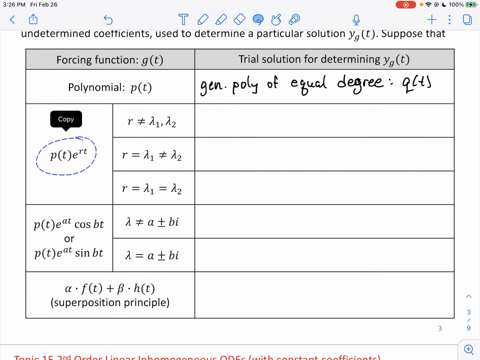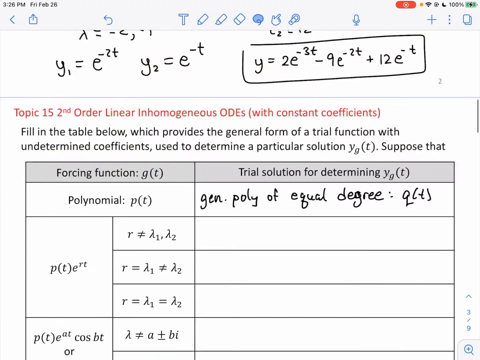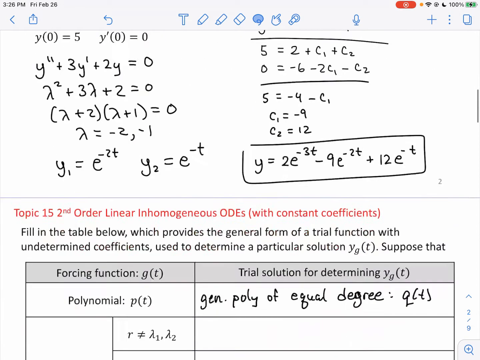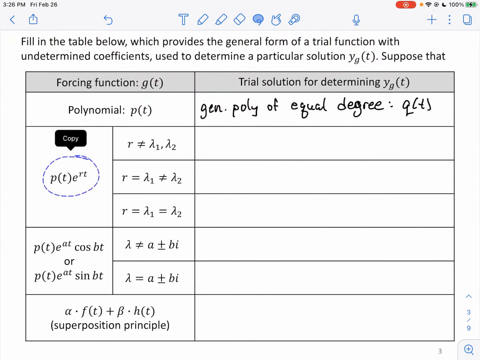Okay, if your forcing function is a polynomial times e to the rt, remember this polynomial could just be a constant. It could be a 0-degree polynomial. So this covers this case right here. This is a polynomial times e to the some number times t. It's a 0-degree polynomial, 4, times e to the -3t. So we have this case here for constants or polynomials involving powers of t times e to the rt.